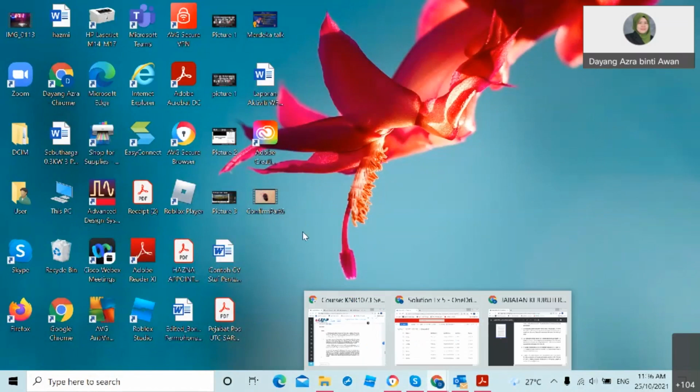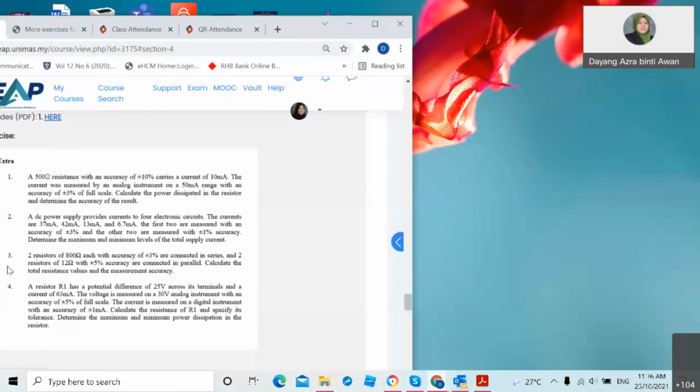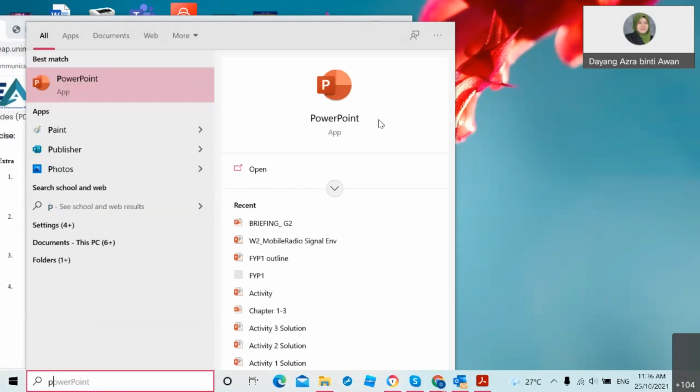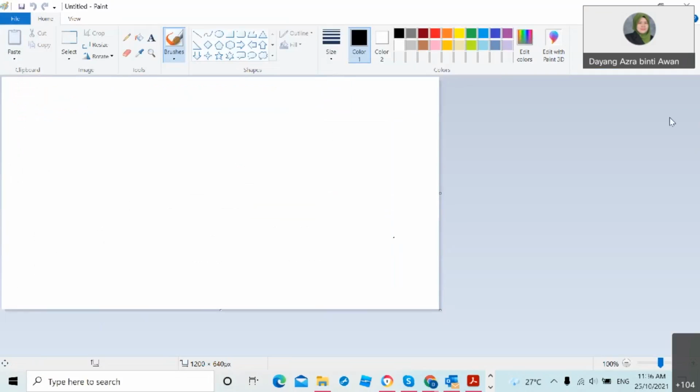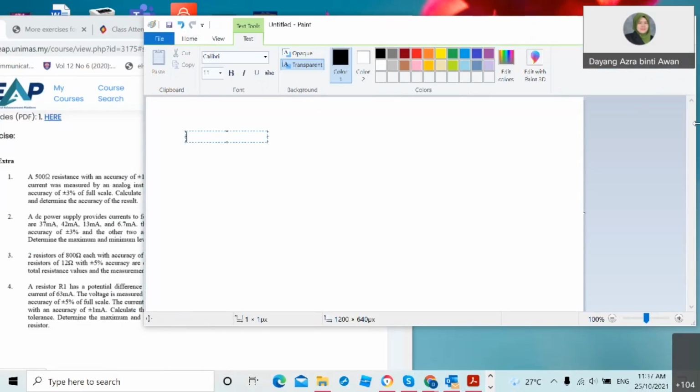Okay, for the parallel questions, let me see here. We have number 3. Two resistors are connected in series and two resistors are connected in parallel. Calculate the total resistance. The rest I will give on Tuesday, so I will go through this number 3 first. You have resistor 1 is 800.